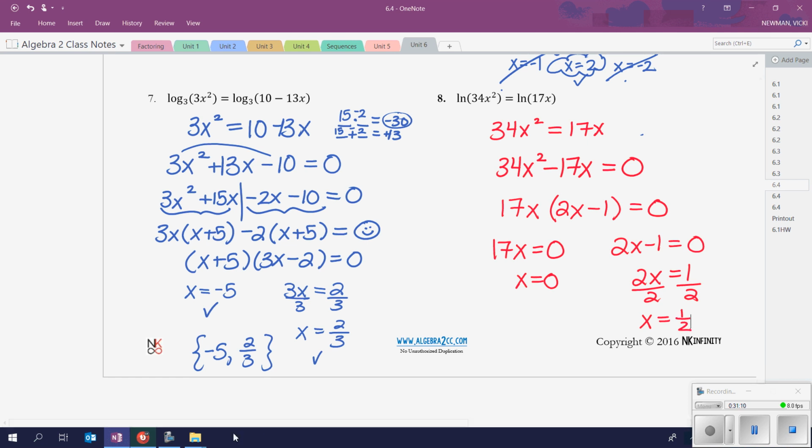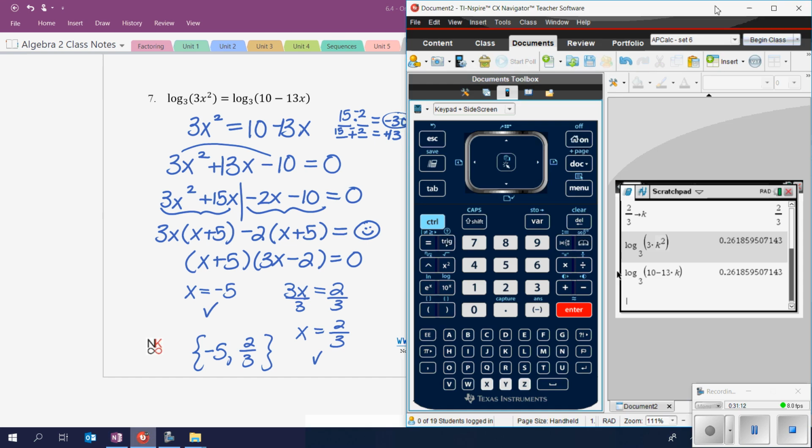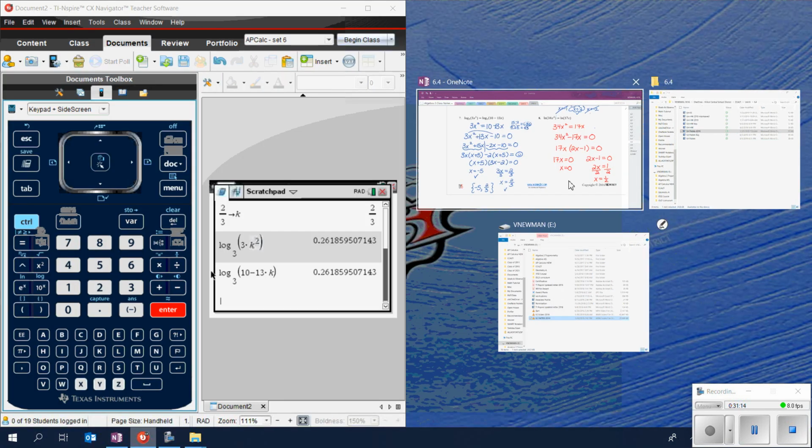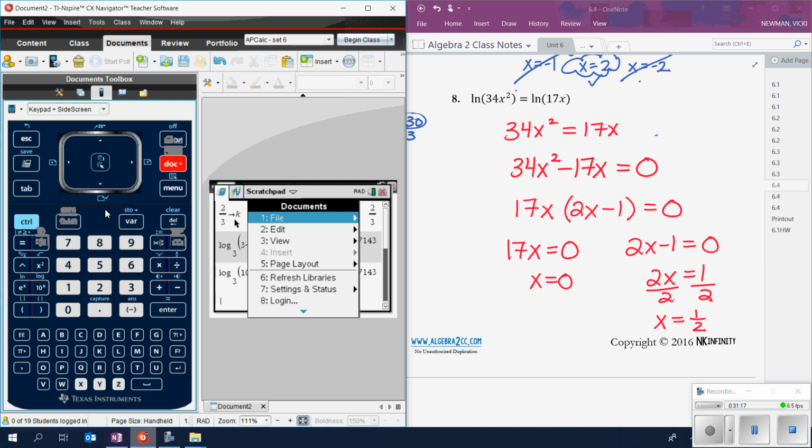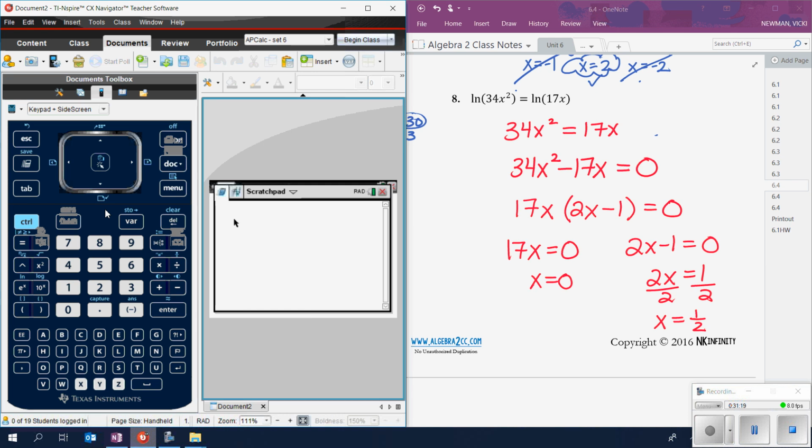So back to the calculator to see if these work. Clear what you have in there. Anytime you store, you should really clear it out. All right, so let's store 0. I like to use k. So natural log of 34k squared is undefined. Yes? So it can't be 0.